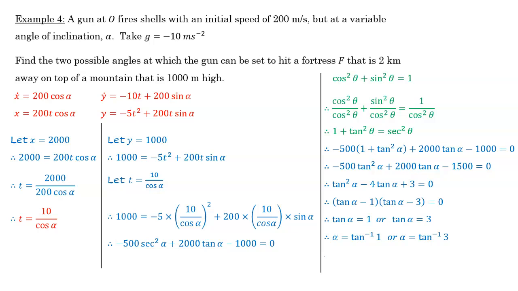The inverse tan of 1 is exactly 45 degrees. The inverse tan of 3 is approximately 71 degrees 34 minutes. That's my answer. What are the two angles? Those are my two angles. So if we fire that gun at either 45 degrees or 71 degrees 34 minutes, we should hit that point. That is 2 kilometers across and 1,000 meters up.